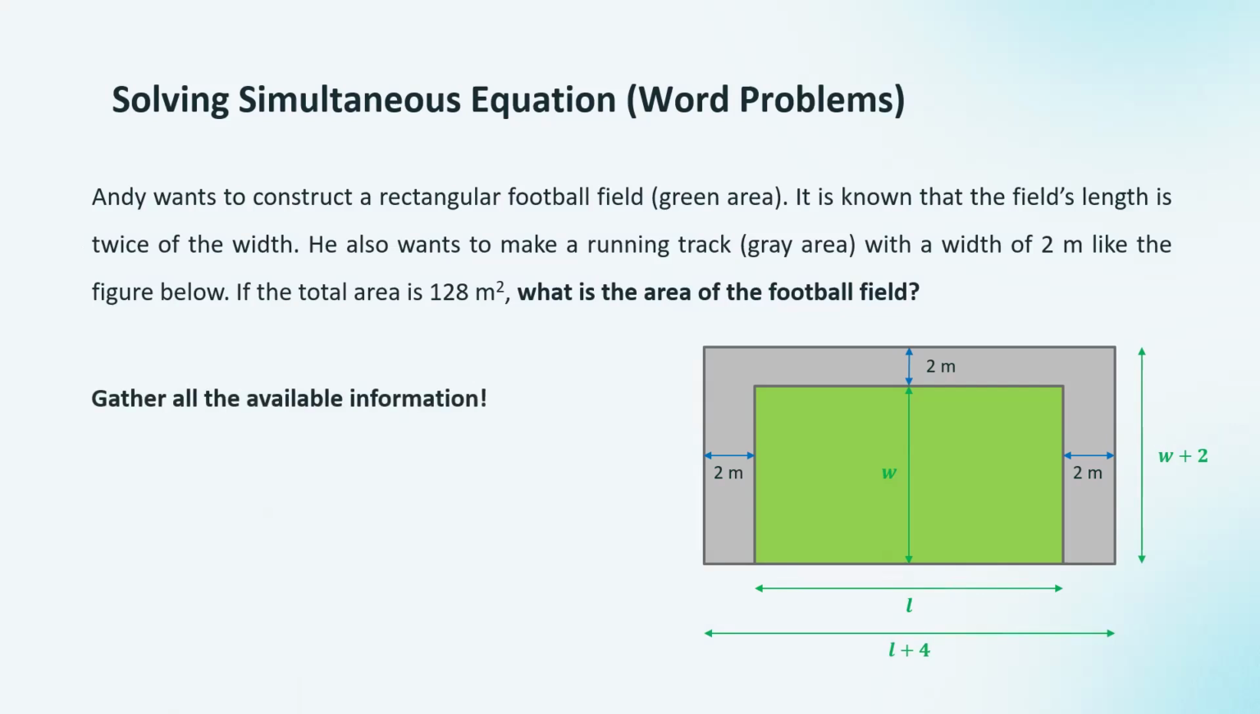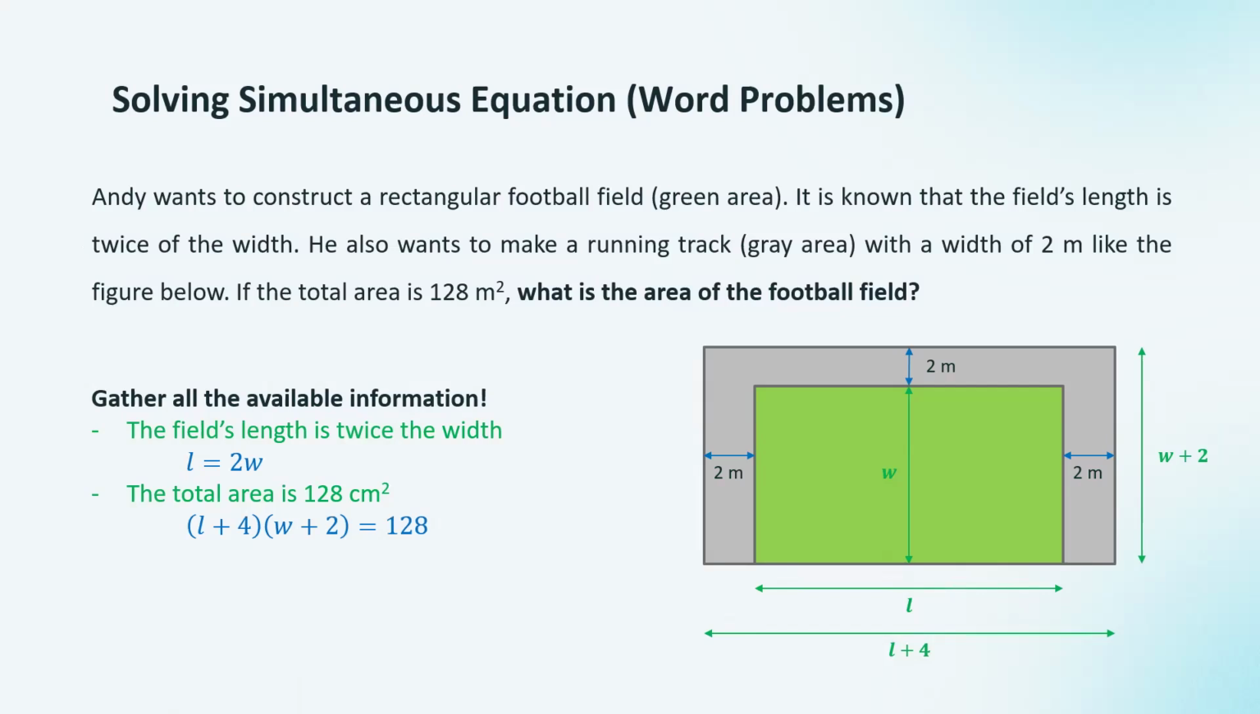After this, we need to gather all the available information. We know that the field's length is twice the width. Again, it's the football field, not the total. So the football field's length is twice its width. So L is equal to 2 times W. And then the total area of everything is 128 meters squared. Yeah, this one should be meters squared. So we can write it as L plus 4 times W plus 2 is equal to 128. So we got our two equations.